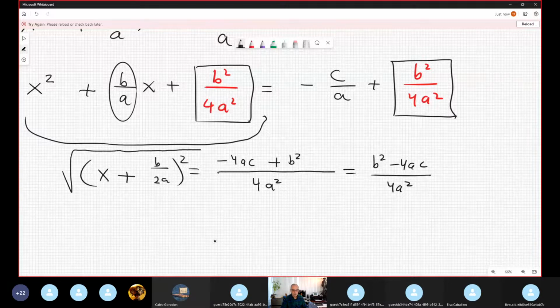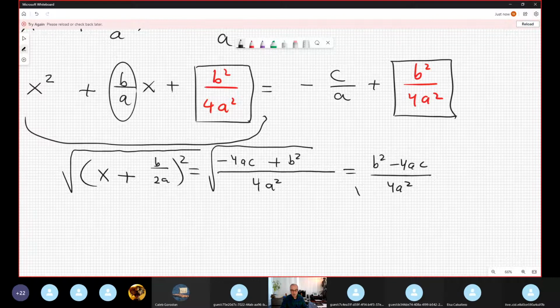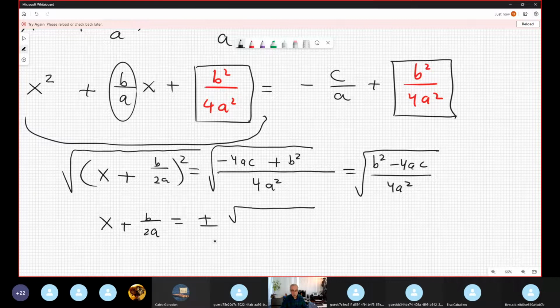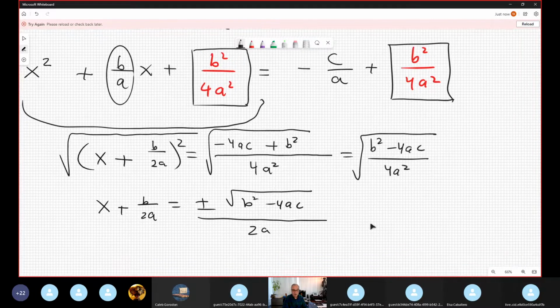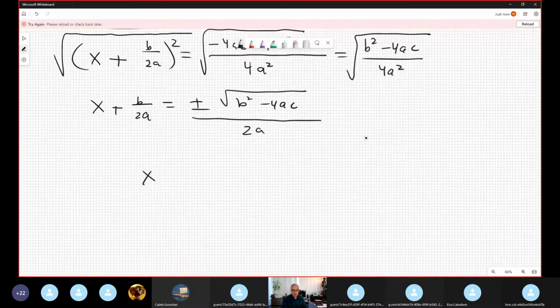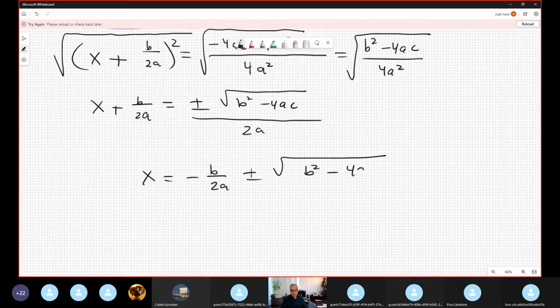Square root here, square root here, square root here. And we have x plus b over 2a, without the square, is equal to plus or minus the square root of b squared minus 4ac divided by the square root of 4a squared, which is 2a. And finally, you solve for x. So it's minus b over 2a plus or minus square root b squared minus 4ac divided by 2a.